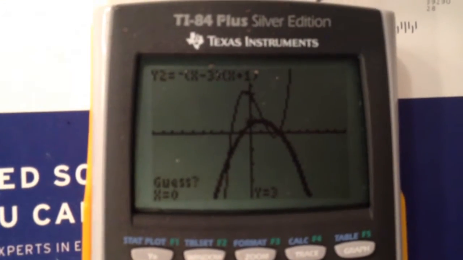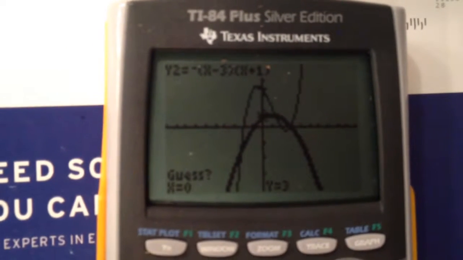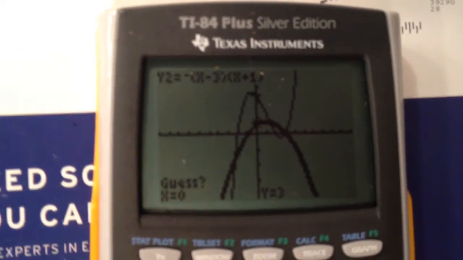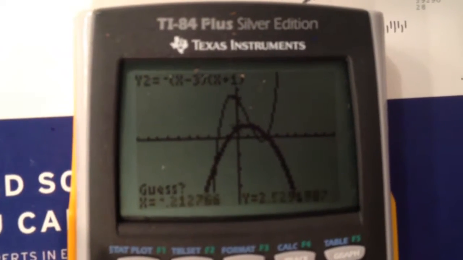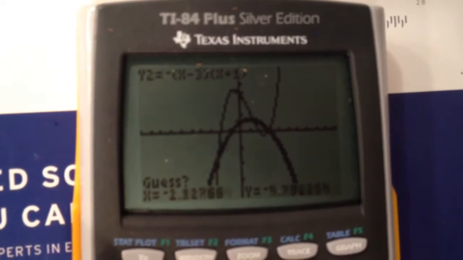So I hit enter. And then there's actually 3 possible intersections here. So I need to get close to the one that I want to solve. So I'm going to get this one on the left here first.